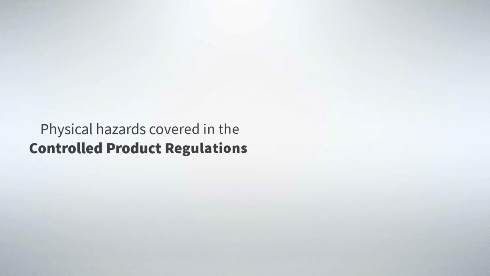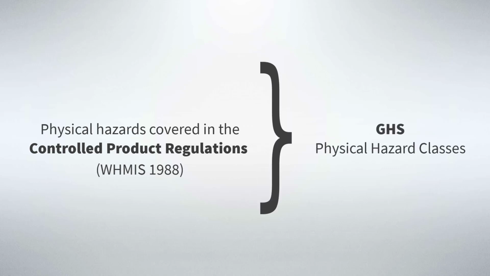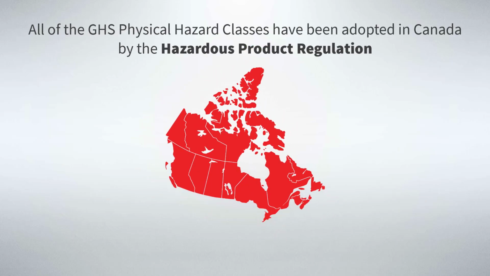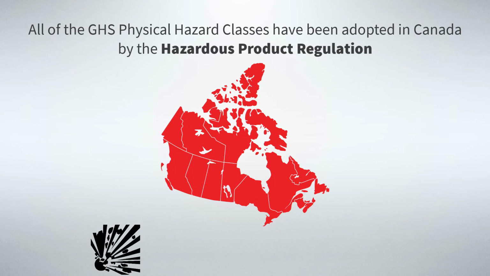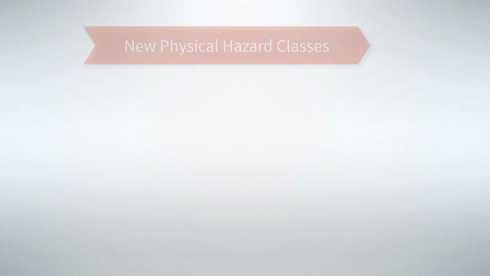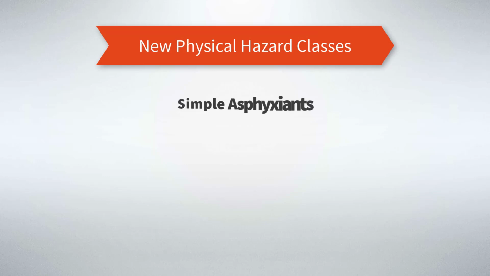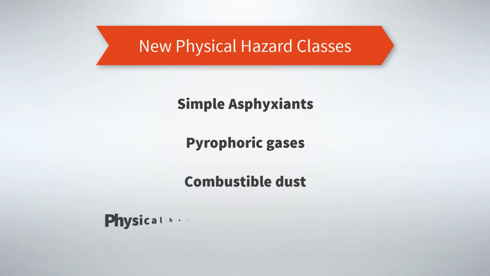Physical hazard classes. All of the physical hazards that were covered in the Controlled Product Regulations, which formed part of WHMIS 1988, have been addressed by GHS physical hazard classes, except that the GHS has subdivided the hazards differently. Likewise, all of the GHS physical hazard classes have been adopted in Canada by the Hazardous Product Regulation, except the explosives hazard class. Also, new physical hazard classes such as simple asphyxiants, pyrophoric gases, combustible dust, and physical hazards not otherwise classified have been included in WHMIS 2015 to further increase worker safety and health.